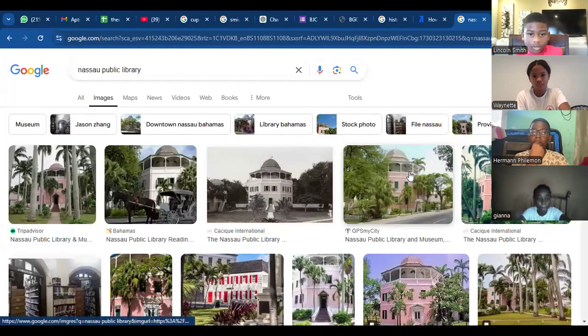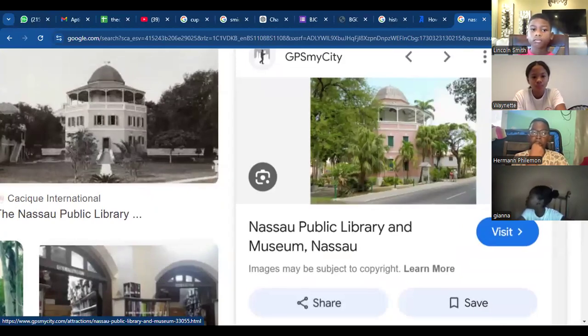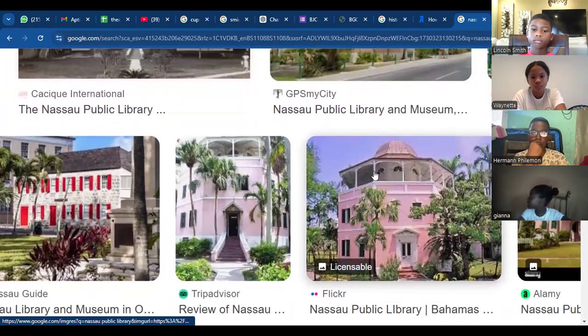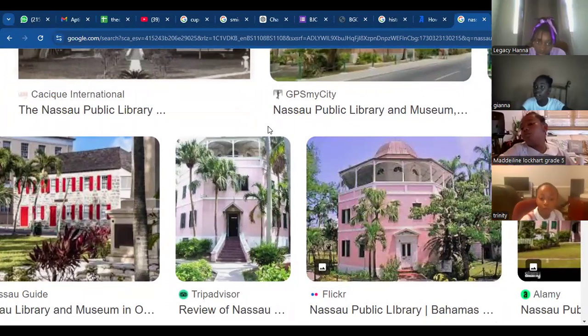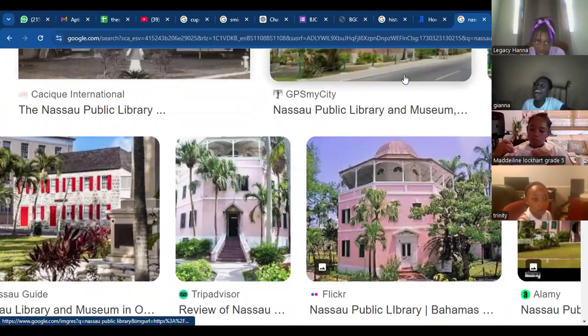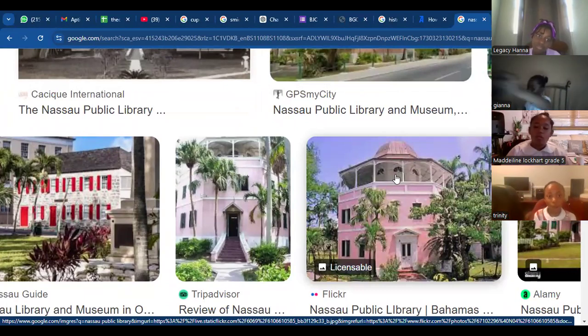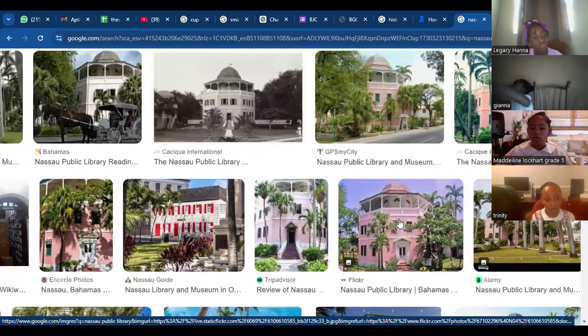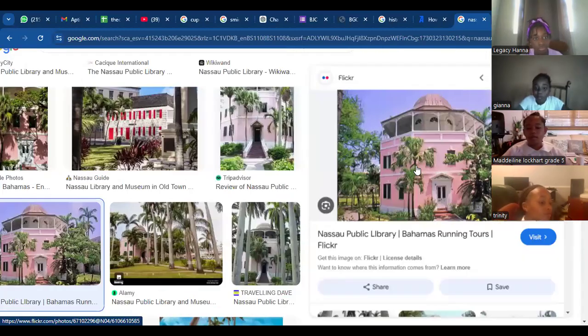Okay, so this is the Nassau Public Library right now. I saw it, but I didn't go there. My Grammy works around the banking area. You saw it before? Okay, that's good. Madeline, you ever saw this? I think once. I'm not sure. I think I've seen it once.